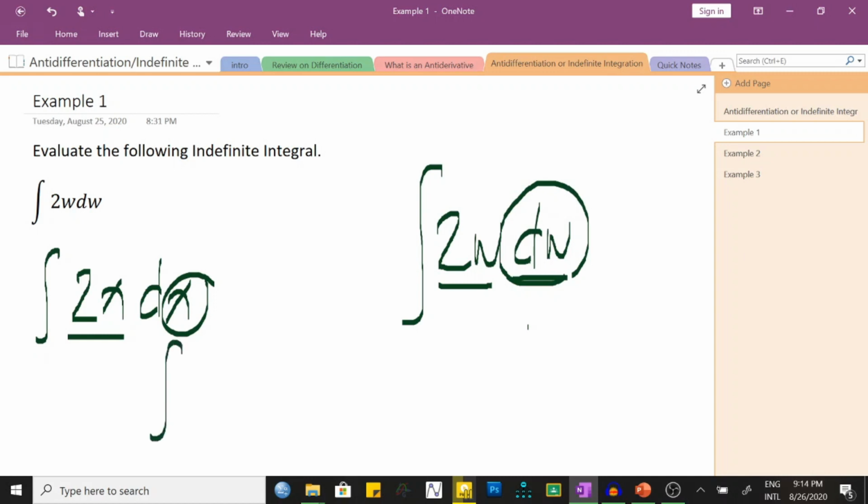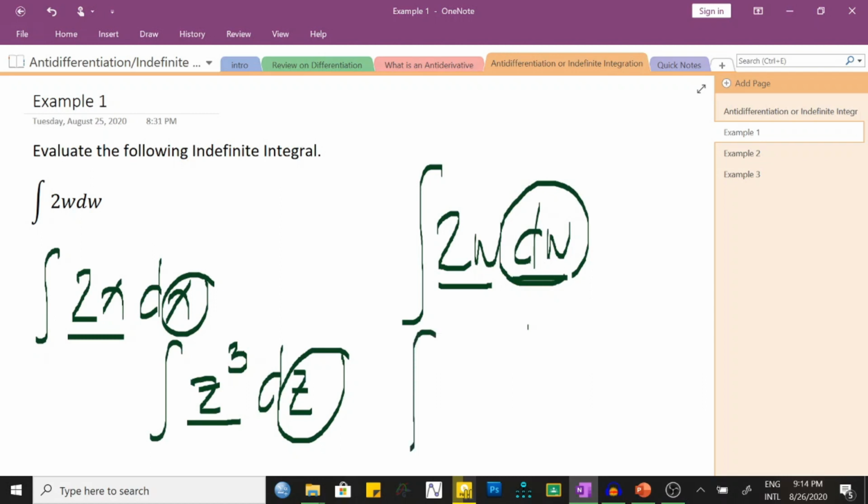When we are to anti-differentiate z cubed, then we have to attach the notation dz. This means that we are to integrate z cubed with respect to variable z. Because it is possible that we will be integrating or anti-differentiating a function containing a lot of variables.